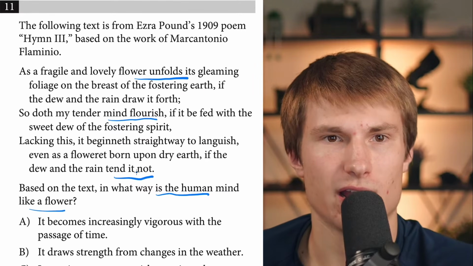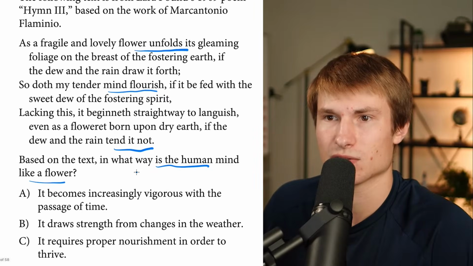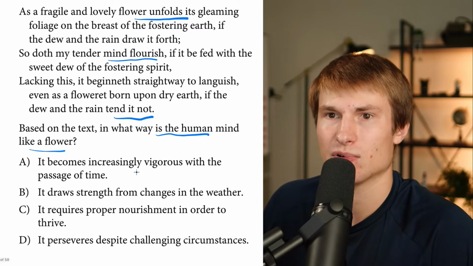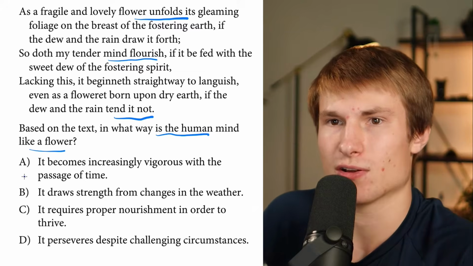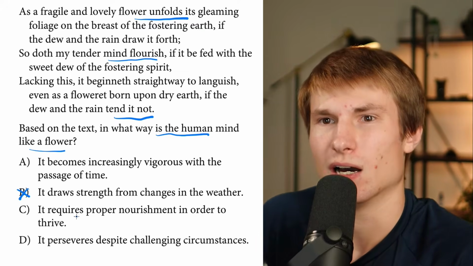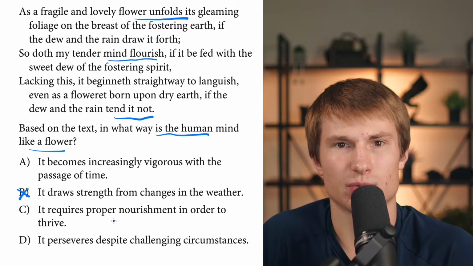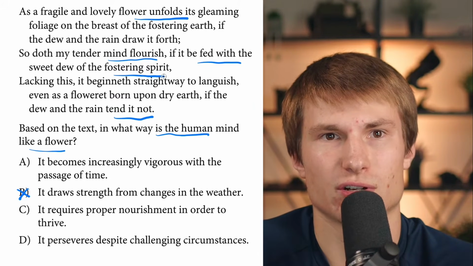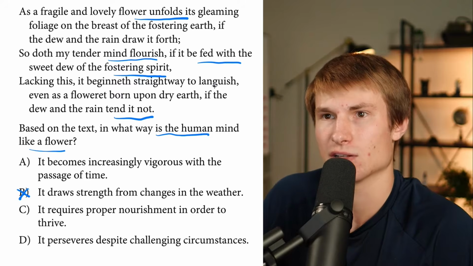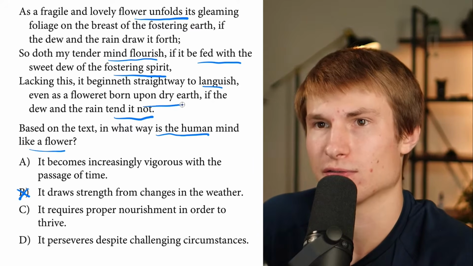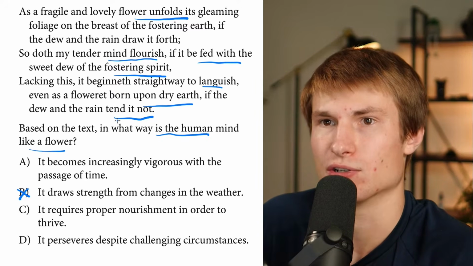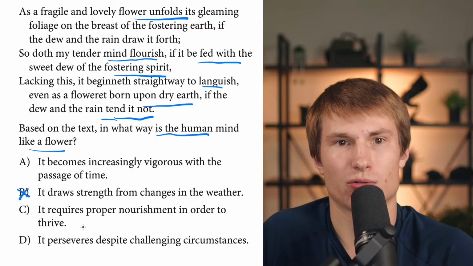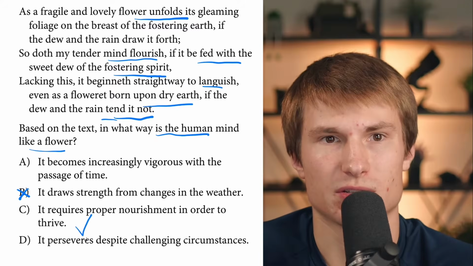All right, so with option A, it becomes increasingly vigorous with the passage of time. B, it draws strength from changes in weather. Okay, there's no support for that. C, it requires proper nourishment in order to thrive. That would make sense because we have it be fed with the sweet dew of the fostering spirit. Lacking this, it beginneth straightway to languish, even as a flower born upon dry earth, if the dew and rain tend it not. Okay, so it requires proper nourishment in order to thrive. Looks like there could be some support for that.